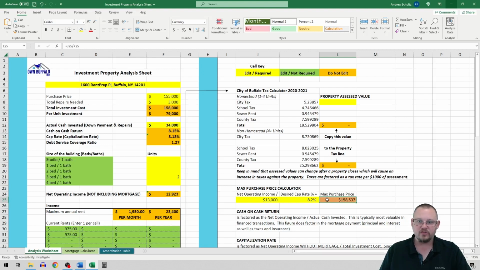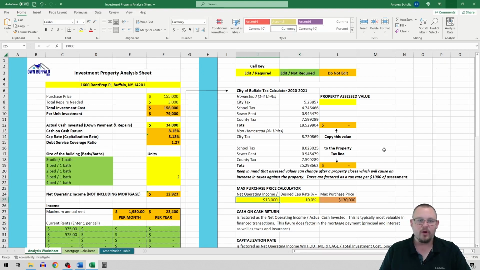And the way that that is actually factored in is exactly as it says here: net operating income divided by the cap rate expressed as a percentage. This field divided by this field as a percentage gives you your maximum purchase price, which in this instance, if you had a net operating income of 13 grand and you wanted to see at least an 8.2% cap rate, your max purchase price on this property is $158,537. You can actually play with the cap rate here a little bit to see how the cap rate will impact your purchase price.